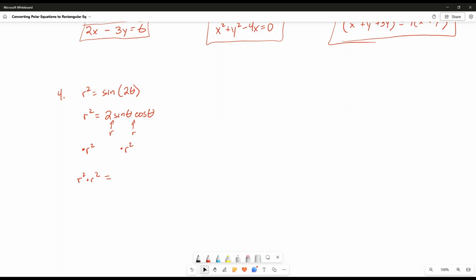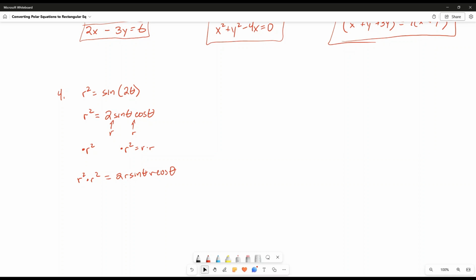On the right side, remember again, r squared is just r times r. And when everything on the right side is multiplied, and remember, order of multiplication doesn't matter, I can take these two r's and put one with the sine and one with the cosine. So 2 r sine theta, r cosine theta. So my equation is r squared times r squared is equal to 2 r sine theta times r cosine theta. And all the little pieces in here are ready to be converted into rectangular.